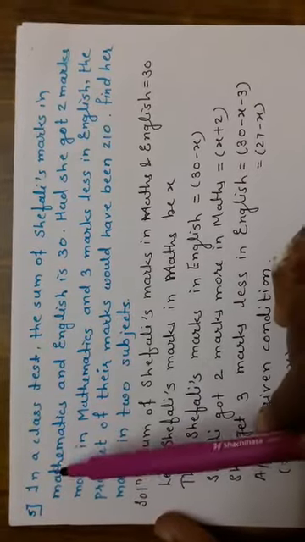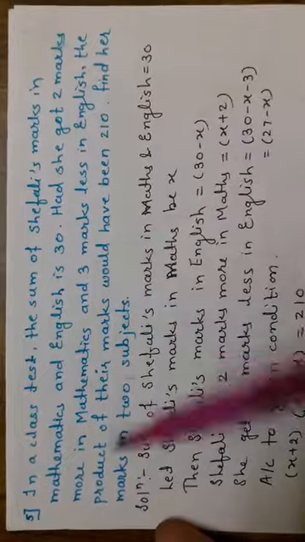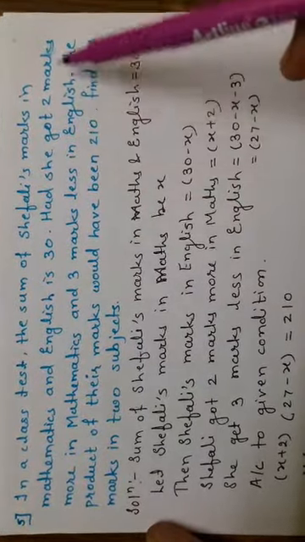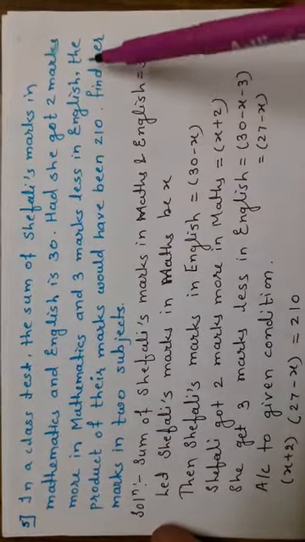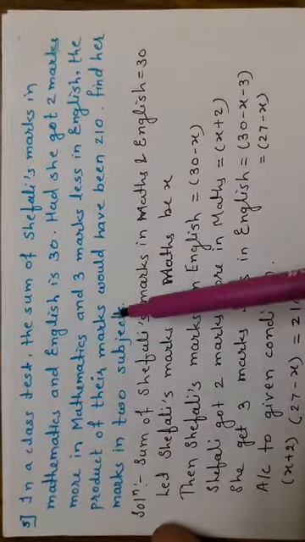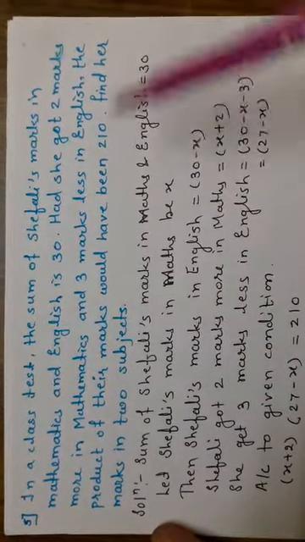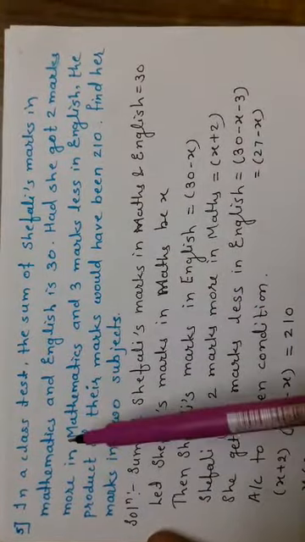Next, fifth problem. In a class test, the sum of Shefali's marks in mathematics and English is 30. Had she got 2 marks more in mathematics and 3 marks less in English, the product of their marks would have been 210. Find her marks in the 2 subjects. Now what was given in the problem?